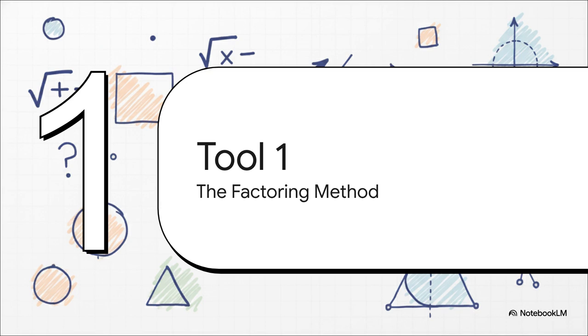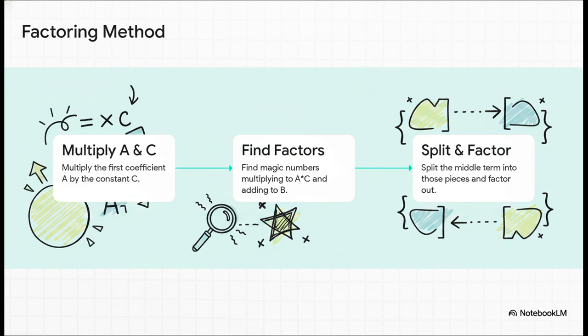Let's open up our toolkit. Tool 1, the factoring method. So this method is basically a brilliant little 3-step algorithm. First up, you take your first coefficient, a, and multiply it by your constant at the very end, c. Second, and this is where you put on your detective hat, you need to find 2 magic numbers. Now, these numbers have to multiply together to equal your a times c result, but they also have to add up to perfectly equal b, your middle number. Make sense? Once you actually find those 2 magic numbers, step 3 is simply splitting that middle term b into those 2 new pieces and factoring them out.